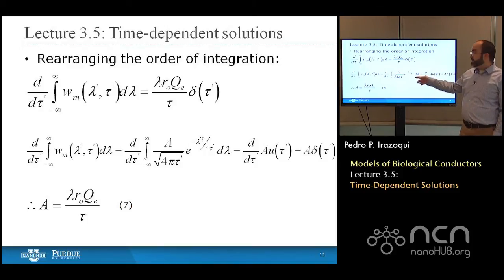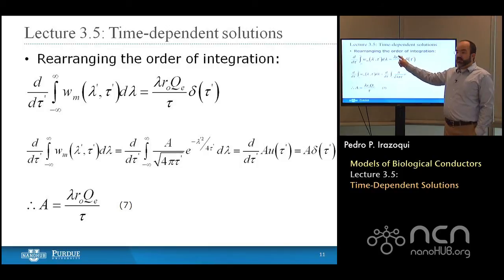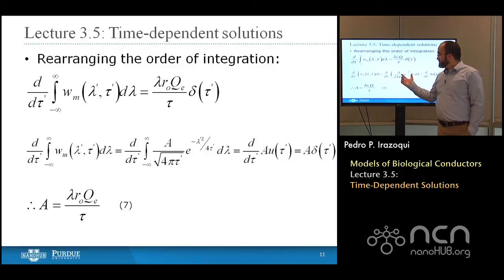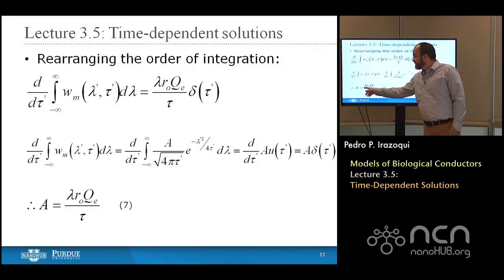We already solved W. And it includes a constant, some variable terms, and the constant A that we're trying to find. And all of that, of course, can be expressed in terms of the derivative with respect to tau of some constant A times the step function. And the derivative of the step function is the impulse function, and the impulse function cancels out, and that gives you A equal to lambda rho QE over tau. So we've now solved for A. We know that A is equal to lambda rho QE divided by tau.